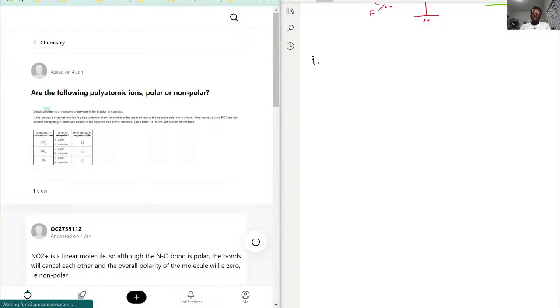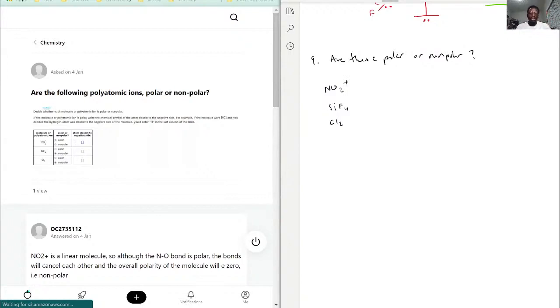Are the following polyatomic ions polar or nonpolar? Okay, so we're going to write this down briefly. We have NO2 minus, SiF4 and Cl2. Oh, that's NO2 plus. Sorry, I have to look a little bit closer for that one. Yes, that is an NO2 plus.